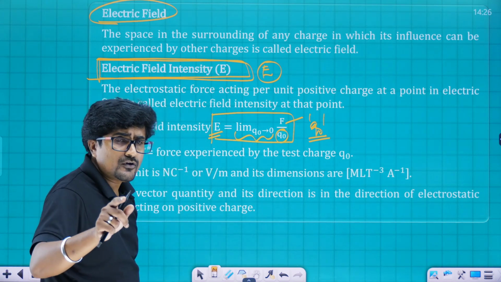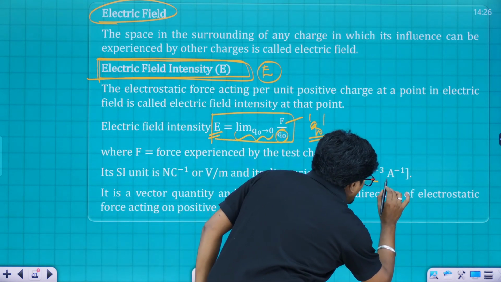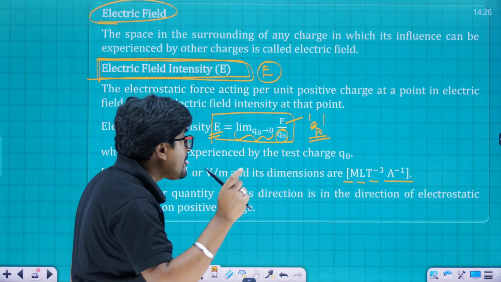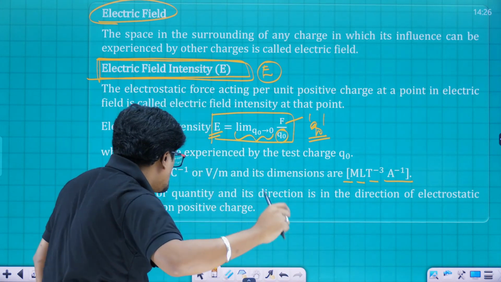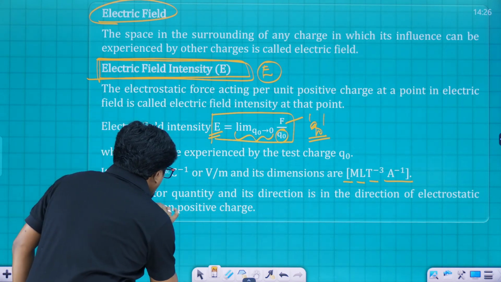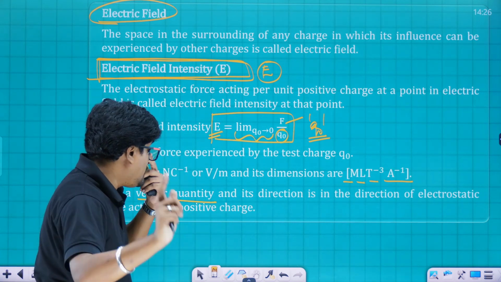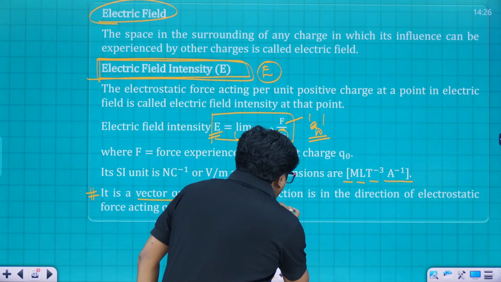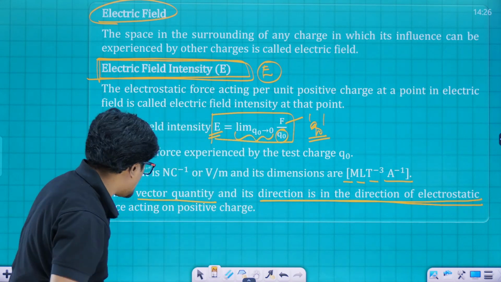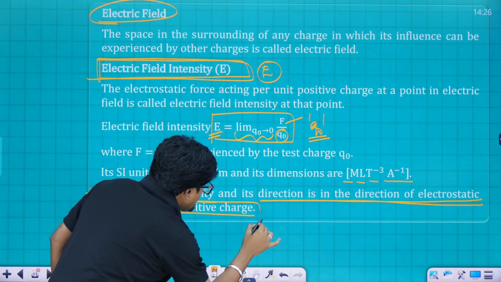So the dimensional formula for electric field intensity, capital E, is M L T raised to minus 3 A raised to minus 1. I repeat, M L T raised to minus 3 A raised to minus 1. And super important part is, again electric field is a vector quantity. Information number 1. Information number 2 is the direction of the electrostatic field. The direction is going to be the force acting on a positive charge.